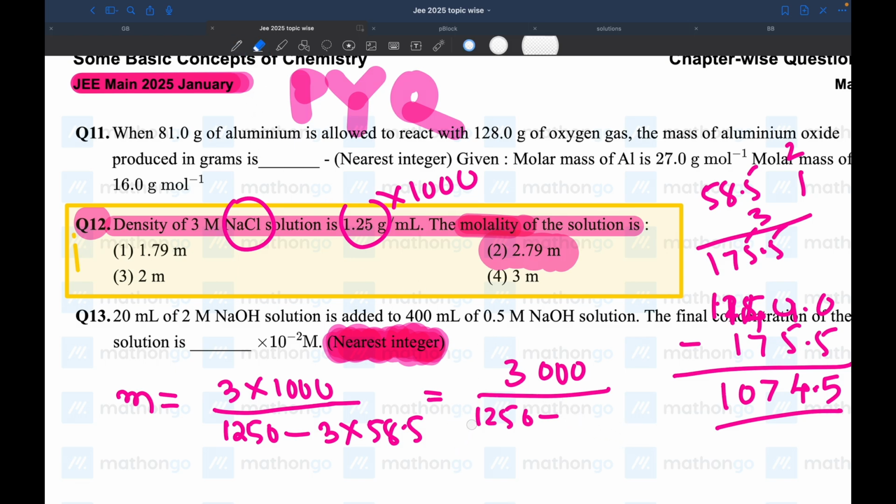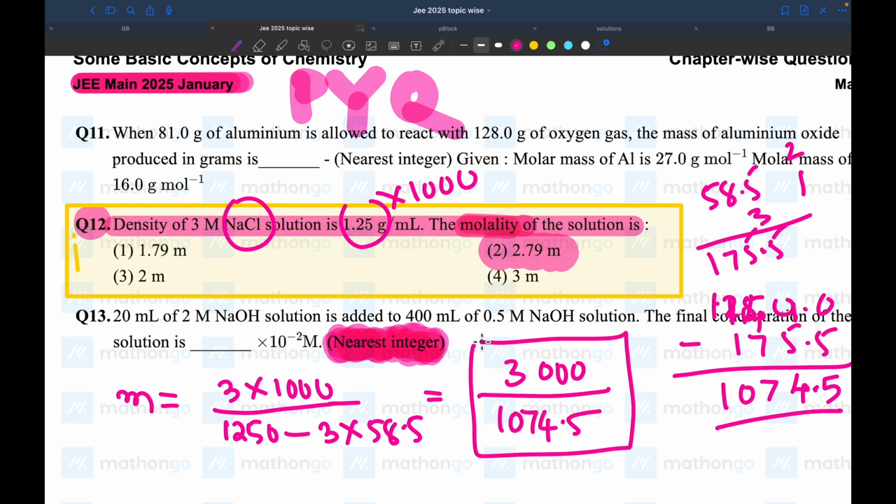So the denominator is 1074.5. After reaching here you don't have to solve further, because if options are available you can eliminate. 3 isn't your answer, 1.7 isn't your answer, correct? If you have 3000 on top and 1000 below, what will your answer be? 3, isn't it? But here the denominator is slightly more than that, so you end up with a number slightly different from 3.